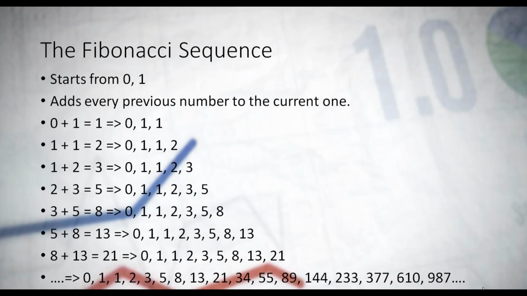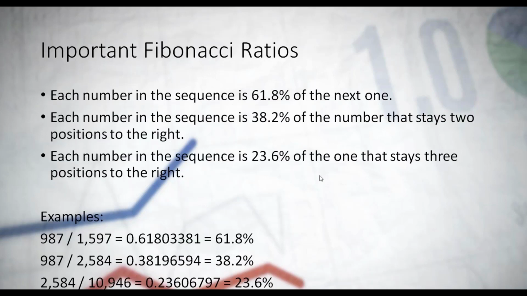And the next number, for example, which is not in the slide, but I have a calculator. For example, I add 987 to the previous number, which is 610, and I know that the next number in the sequence is 1597, and so on until eternity. And this is how the sequence is actually built. But now let's switch to the important Fibonacci levels and how they are extracted from this sequence.